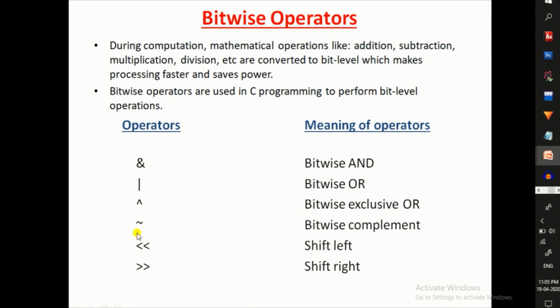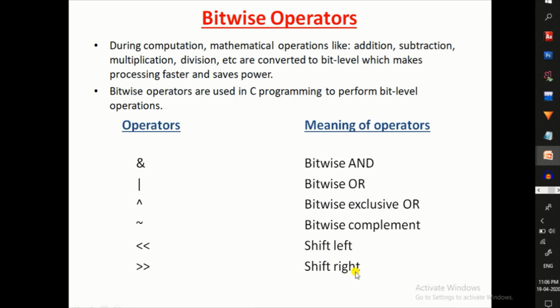So the operators are bitwise AND, bitwise OR, bitwise exclusive OR or XOR, and bitwise complement. This sign is used to complement any number. This operator is used for left shift, and this operator is used for right shift, or shifting the value to the left side or right side.